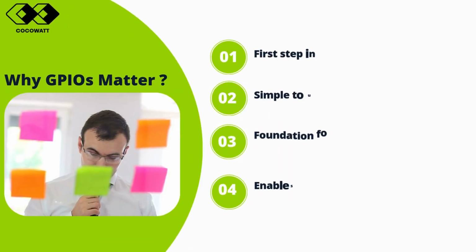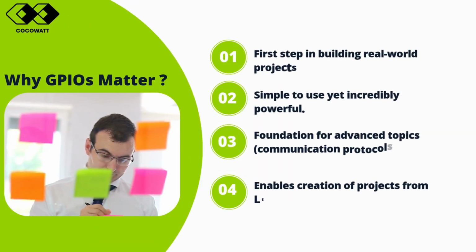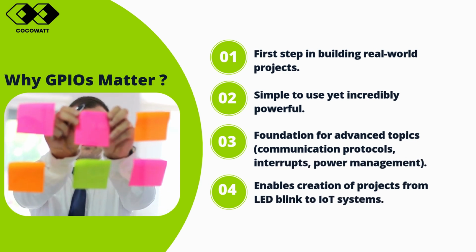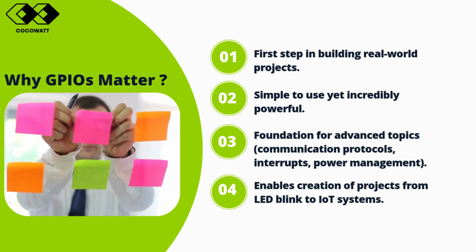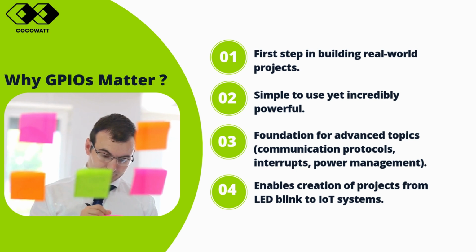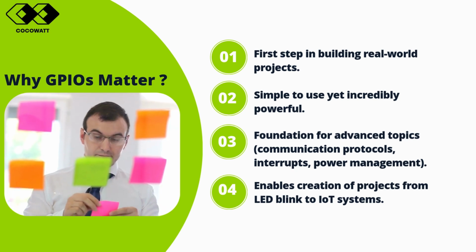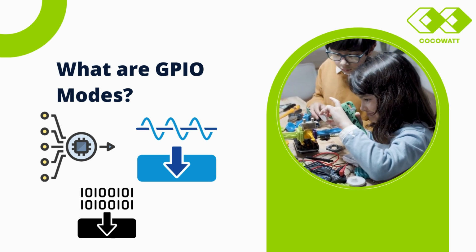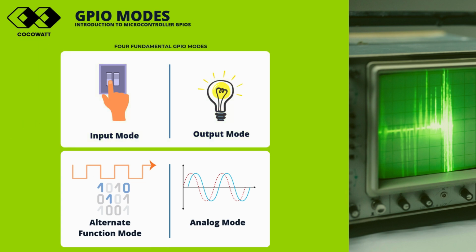Why do GPIOs matter for beginners? Because they are the first step in building real world projects, simple to use yet incredibly powerful, fundamental for advanced topics, and they enable creation of projects from LED blink to IoT systems. Now that we understand what GPIOs are and why they are important, let's dive into the 4 fundamental GPIO modes: input, output, alternate functions and analog mode. Each mode serves a unique purpose and understanding them will help you design efficient and reliable embedded systems.